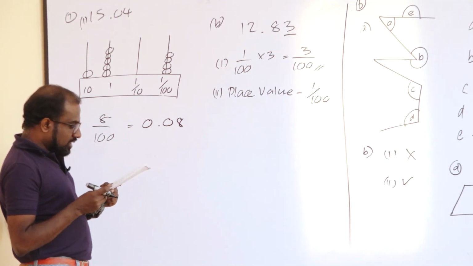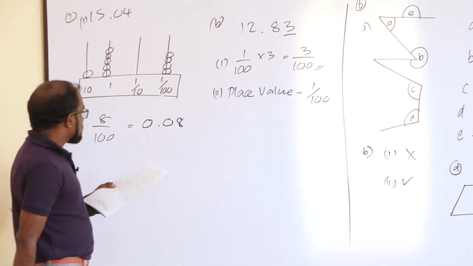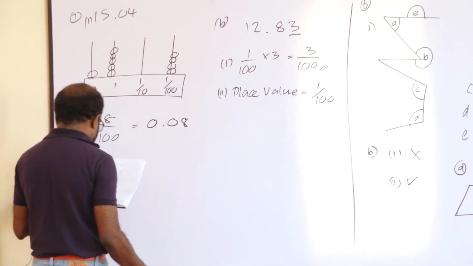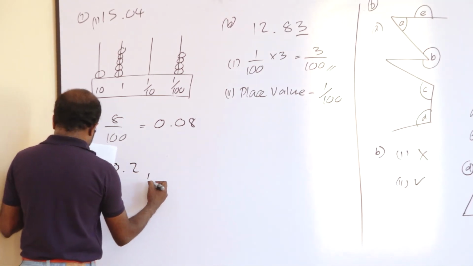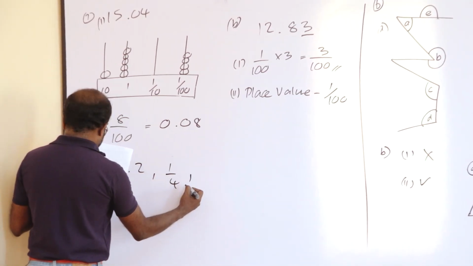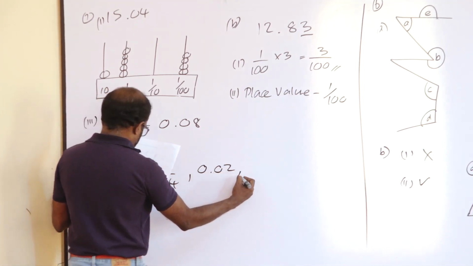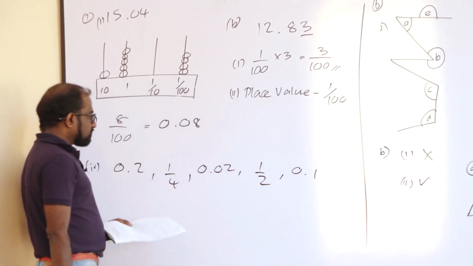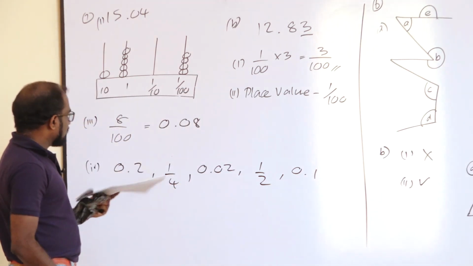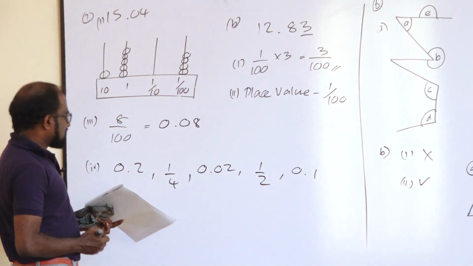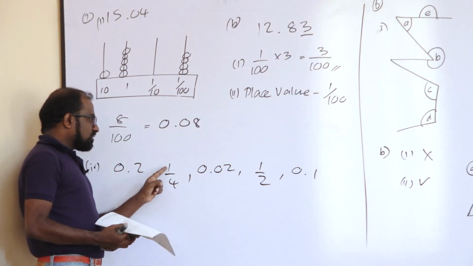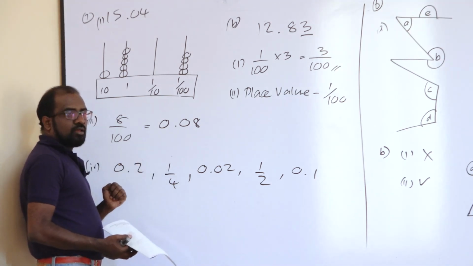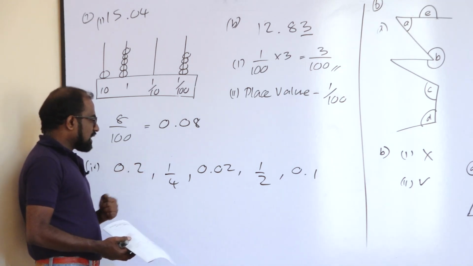Next one. Write these in ascending order. It's a little difficult but not impossible. 0.2, 1/4, 0.02, 1/2, 0.1. Right? We could convert to decimals, but we still haven't learned how to convert 1/4 to decimal.